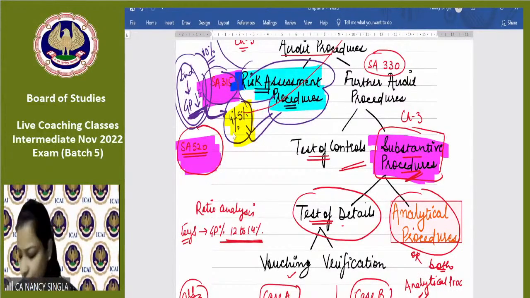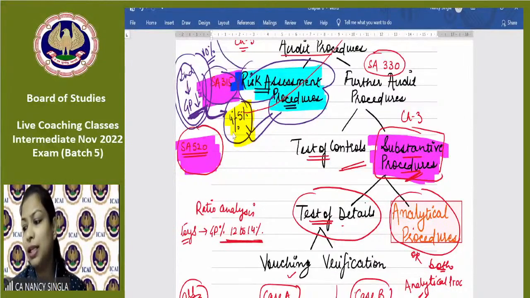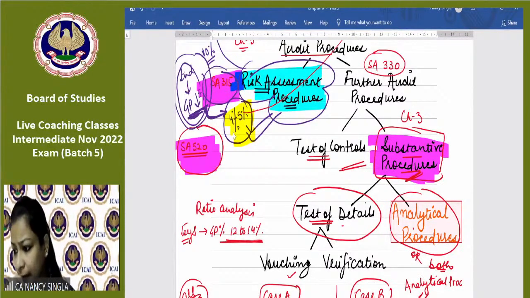See, these calculations of analytical procedures, the ratios, comparisons, everything will be documented. Dhanalakshmi, you all have done SA 230 on audit documentation. So whatever analysis, whatever workings the auditor is doing, he will always document them. Yes, Hiral, the investigation is necessary.